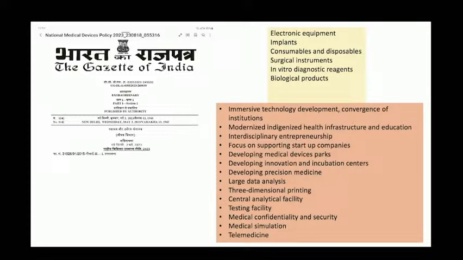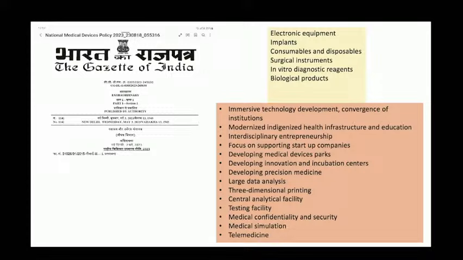And what it does is immersive technology development, it talks about modernizing indigenous health infrastructure. Startup companies, doctors should also focus on starting startup companies. There's a lot of money available on this. Developing medical devices parks and contributing to it in your own areas. Developing incubation centers, which actually develop your idea into actual medical products. Large data analysis, three-dimensional printing, central analytical facility. So all the equipment is present in one area and everybody can use it. It's not confined to one particular lab.